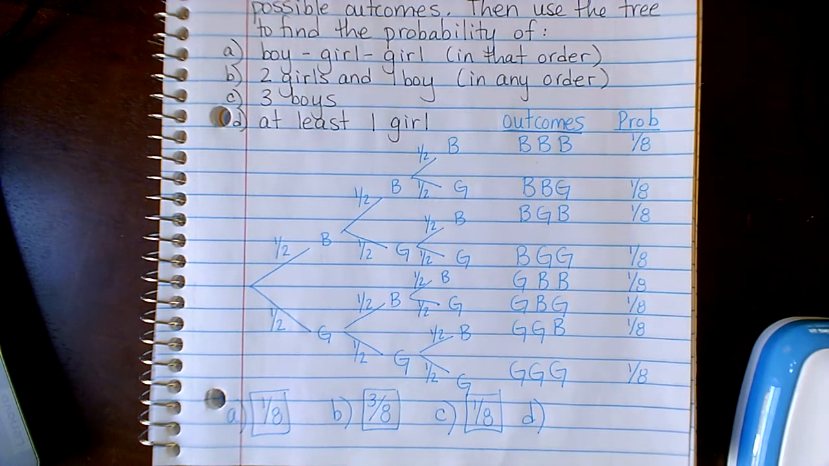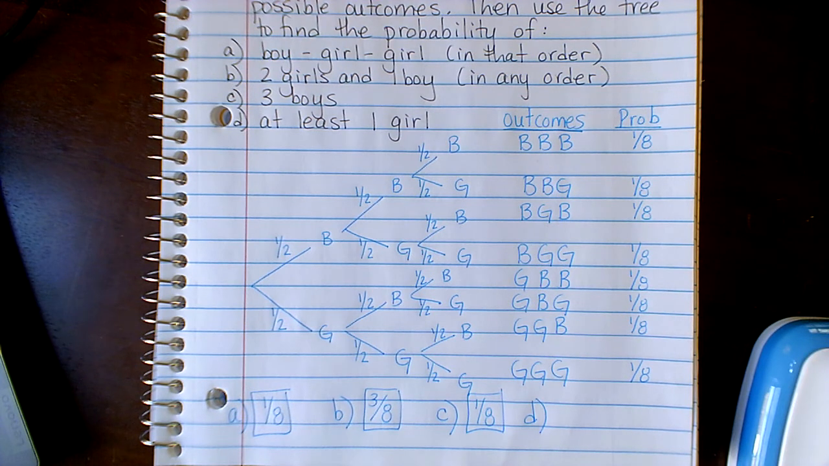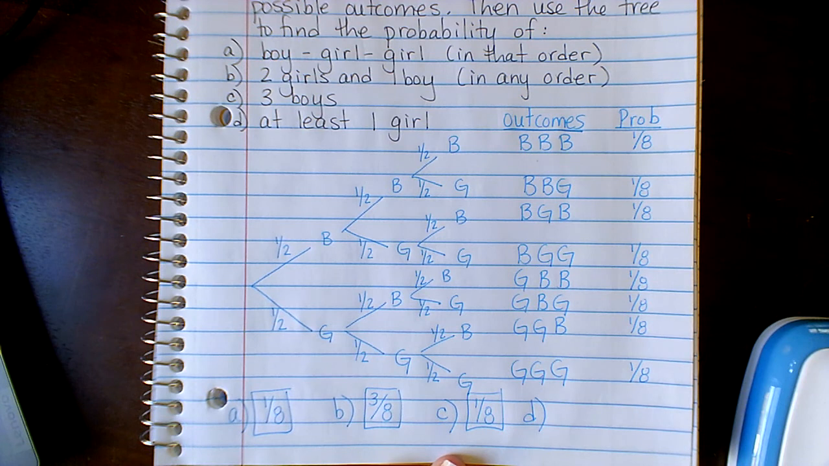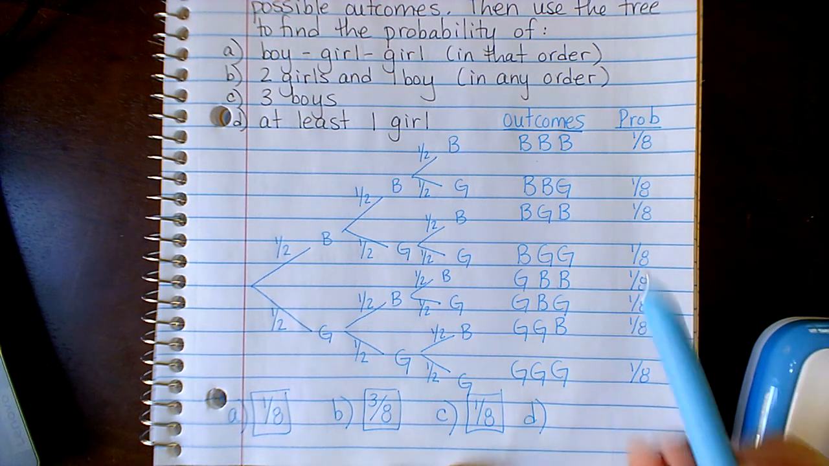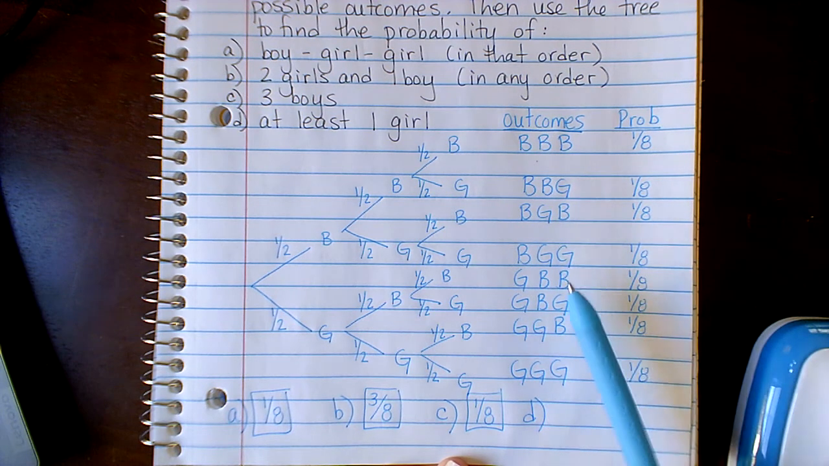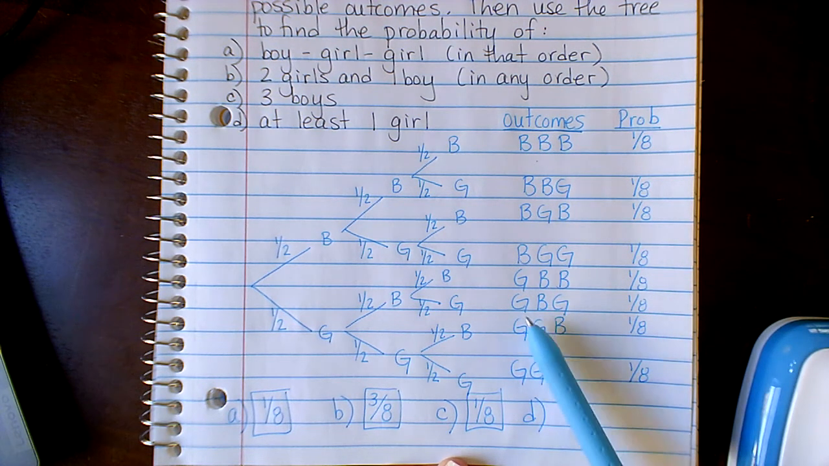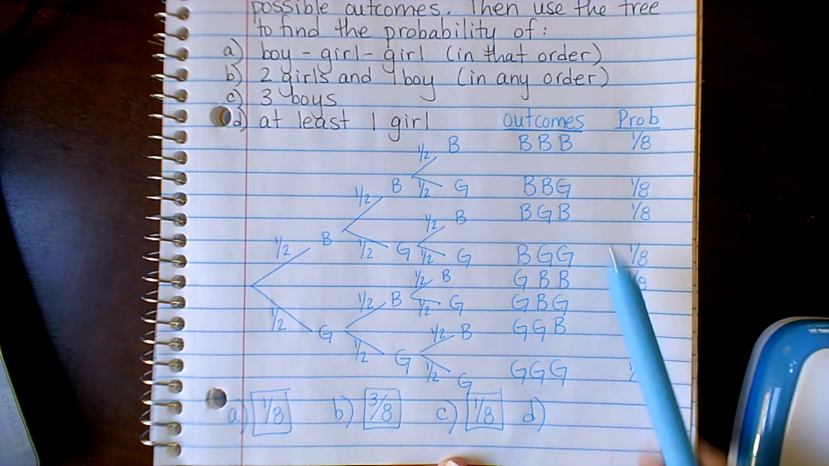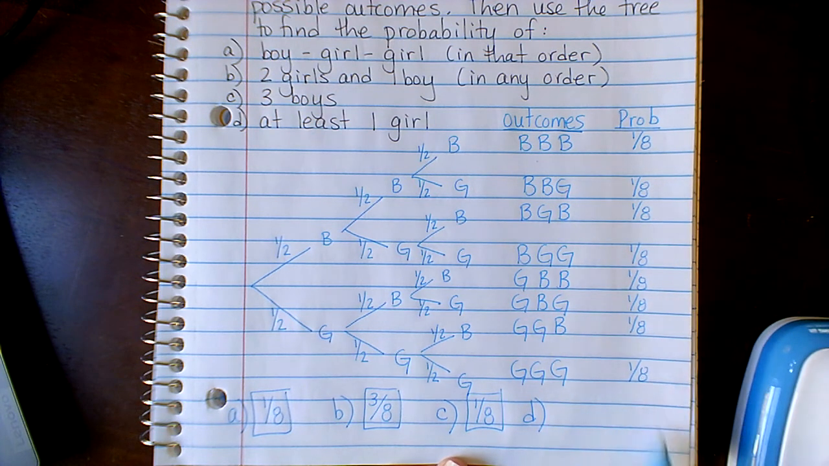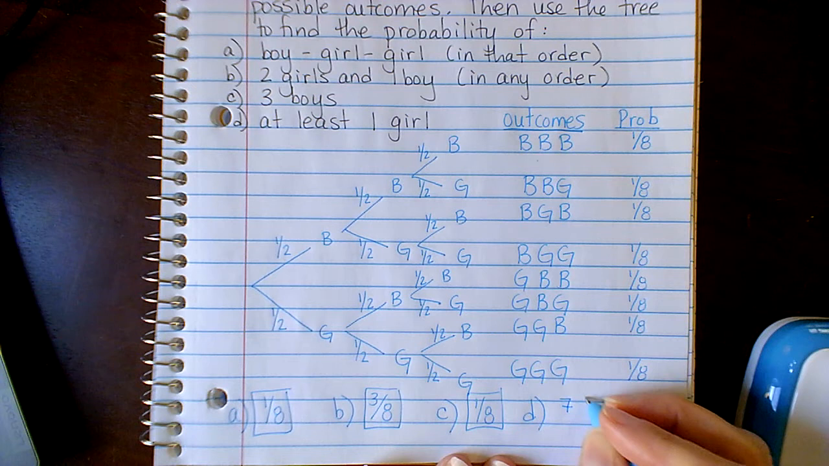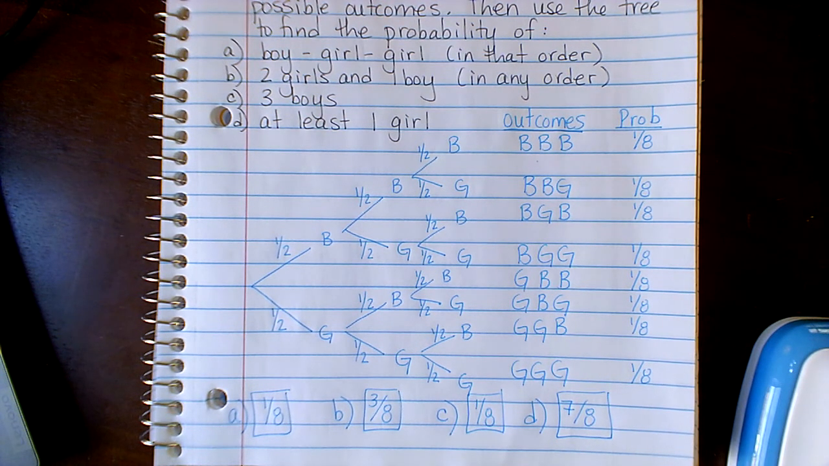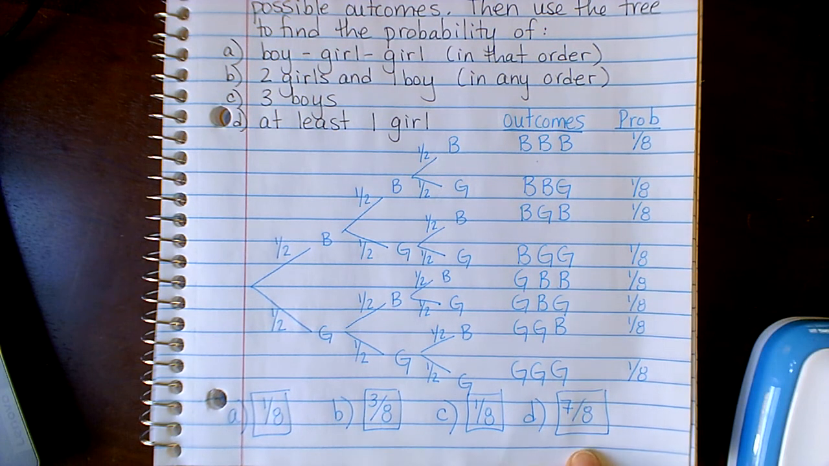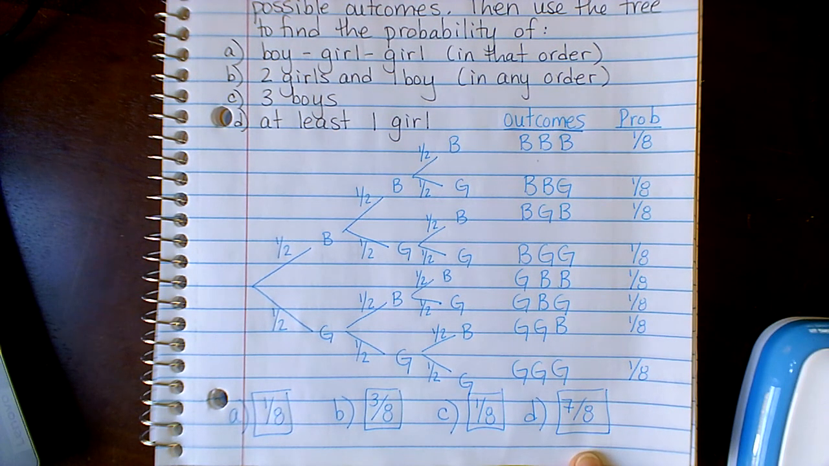Oh, and then we have D. At least 1 girl. At least 1 girl. That means 1 or more. Okay, so there's 1 girl, 1 girl, 1 or more, 1 or more, 1 or more. 7 out of these 8 have at least 1 girl. So if having 3 kids, it's pretty likely that you're going to have at least 1 girl.